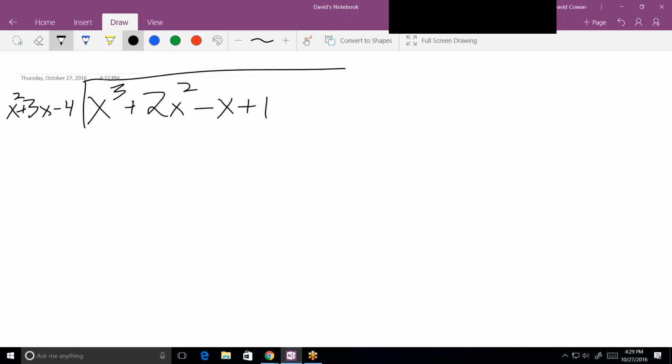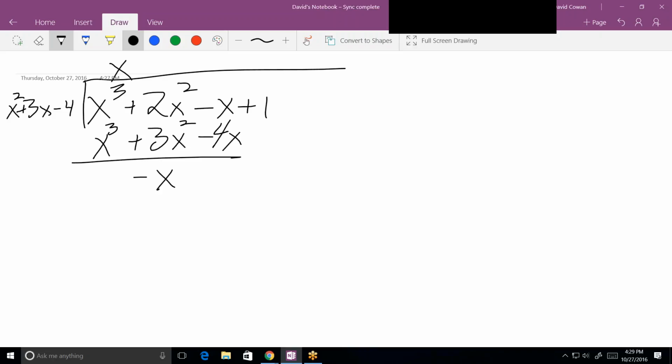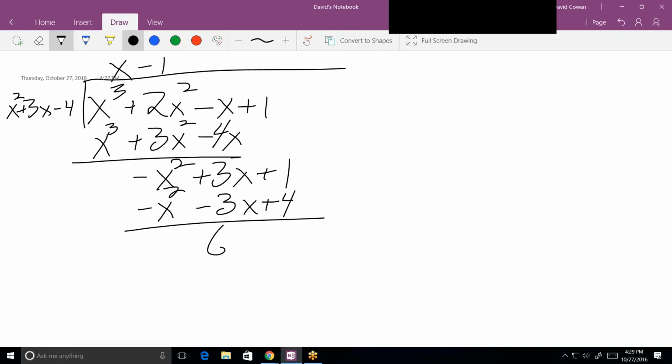What you do is rather simple. You take the x squared and you divide it into the x cubed. X. Okay? Then you multiply that x times all three terms. Now you subtract, just like long division. That becomes plus 3x. Bring down the constant. Repeat. Well, x squared goes into minus x squared minus 1 time. Multiply the minus 1 by all three terms. Subtract. You get 6x minus 3, which is the remainder.